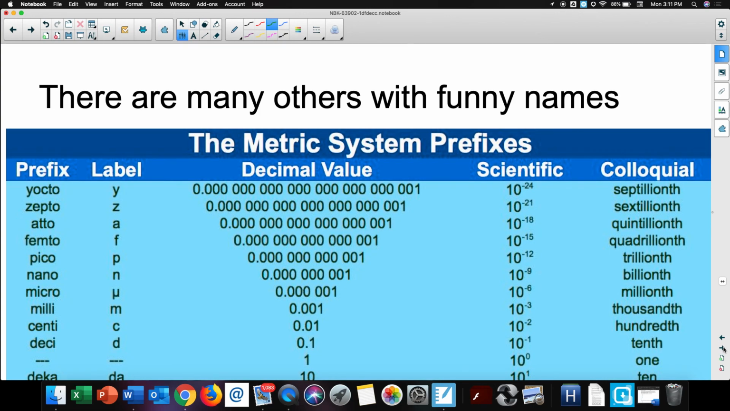There are other metric measurements that we are not going to make you learn because they are crazy.